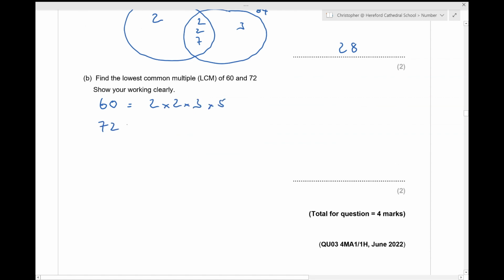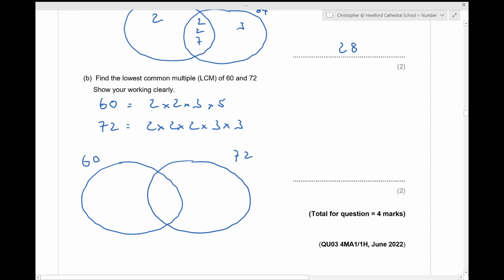And 72, with the fact button on my calculator, is 2 times 2 times 2 times 3 times 3. So factors of 60, factors of 72. What do they have in common? They both got a 2. They both got another 2. They've both got a 3. And that's it. Another 5 for the 60, and a 2 and a 3 for the 72.